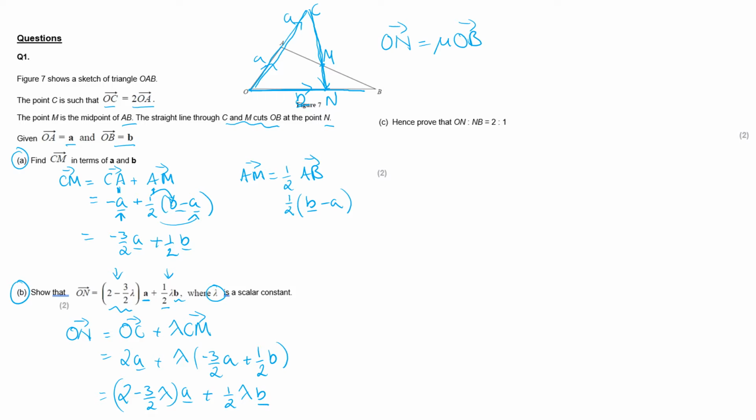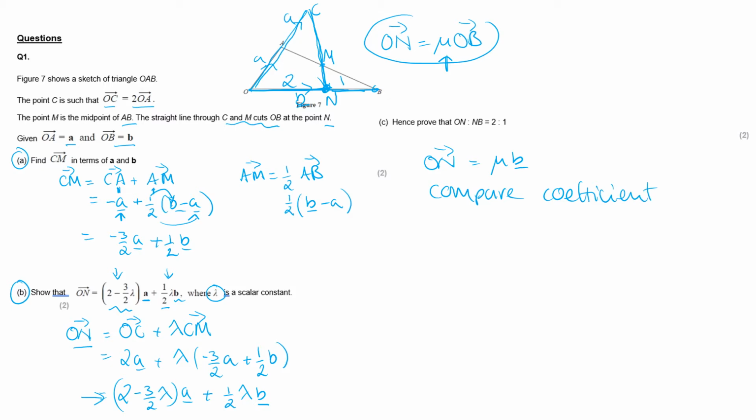Now part C says hence prove that O to N and N to B are in the ratio 2 to 1. So O to N is there, and then carrying on to N. So this needs to be in the ratio 2 to 1. So what we are looking for is that O to N is 2/3 of O to B. We're going to use this information here and another scalar constant. So we've got one journey O to N here in our previous part B. Another journey O to N is going to be mu of B, so some scalar of B. So what we need to do is compare coefficients.